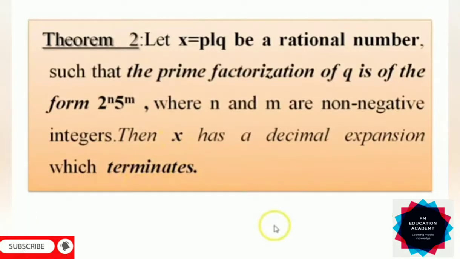Now the next theorem is the opposite of the first theorem. That is, in the earlier theorem we saw that if the decimal expansion is terminating, then the denominator is in the form of 2^n times 5^m. Here, suppose in the question we have that the prime factorization of the denominator q of p/q is of the form 2^n times 5^m, and here also n and m are non-negative integers, then that number x will have a terminating decimal expansion. In short, if the denominator has the form 2^n times 5^m, then compulsorily the decimal expansion is terminating. That is, the remainder is 0 whenever the denominator is in the form of 2^n times 5^m.